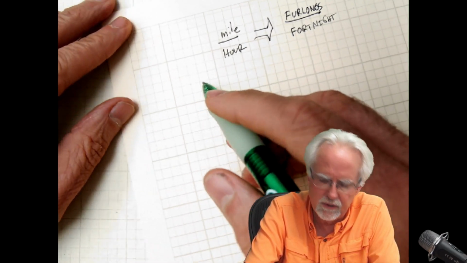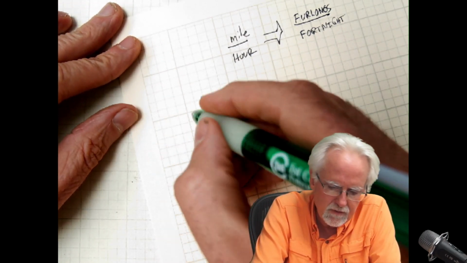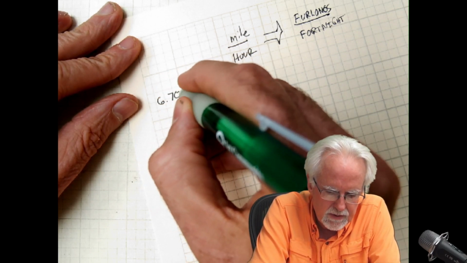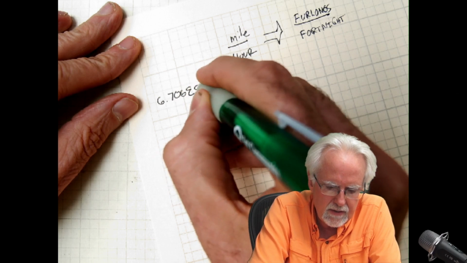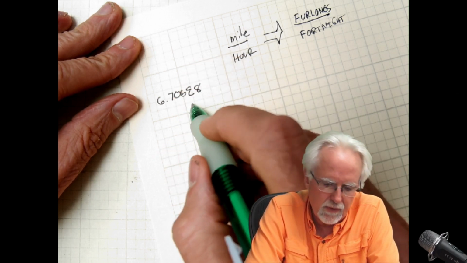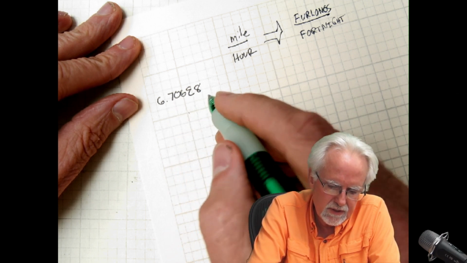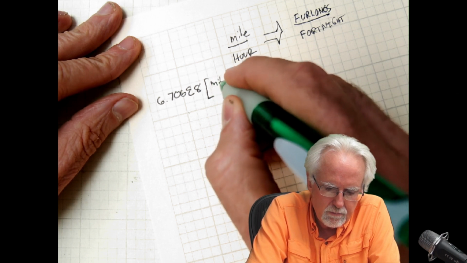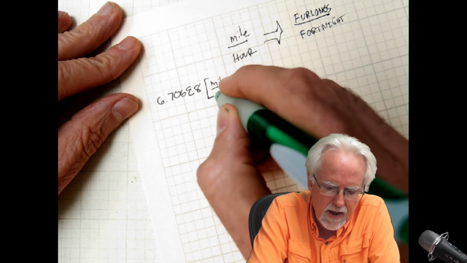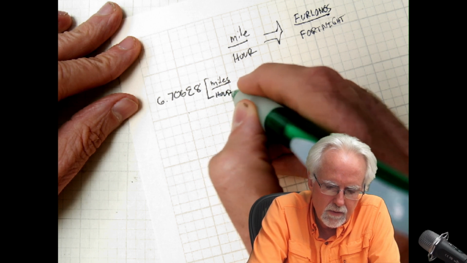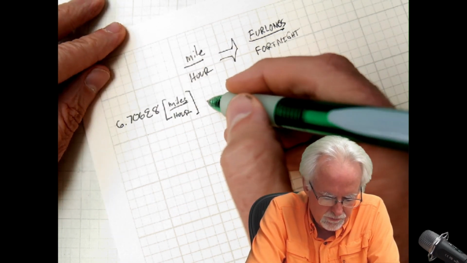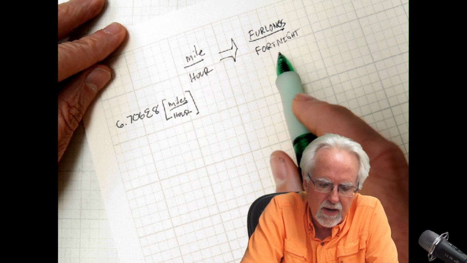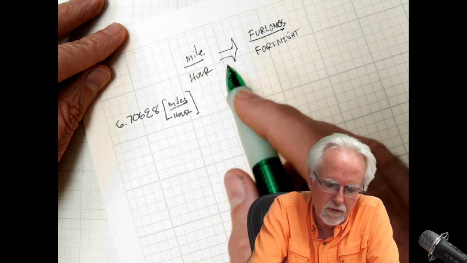So what do we start with? Well, we look up and we find that the speed of light is 6.706 e to the 8. E means times 10 to the 8. So 6.706 times 10 to the 8th, and that is in miles per hour. Okay, well, what things do we know? We know that we've got to deal with getting hours into fortnights, and we've got to get miles into furlongs.